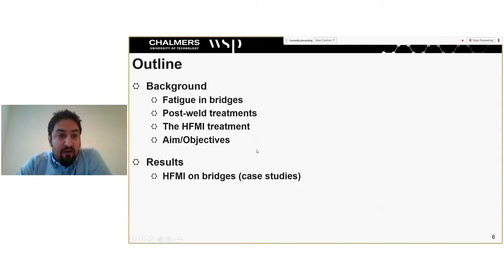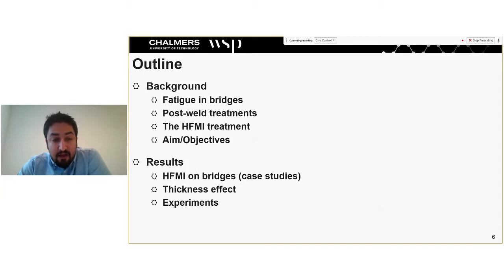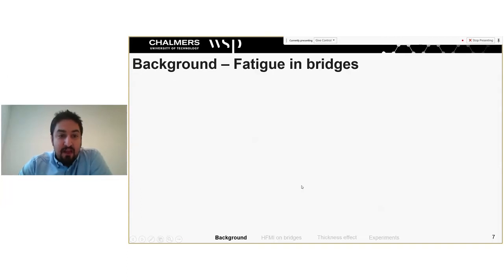And how I fulfilled these aims and objectives is presented in the results in terms of case studies I performed, with calculations on bridges that exist and how we could save material with HFMI treatment. Something about the thickness effect, which I will come back to, which is a phenomenon in fatigue. And then the experimental results that we performed here at Chalmers, which will show very interesting things that you should anticipate.